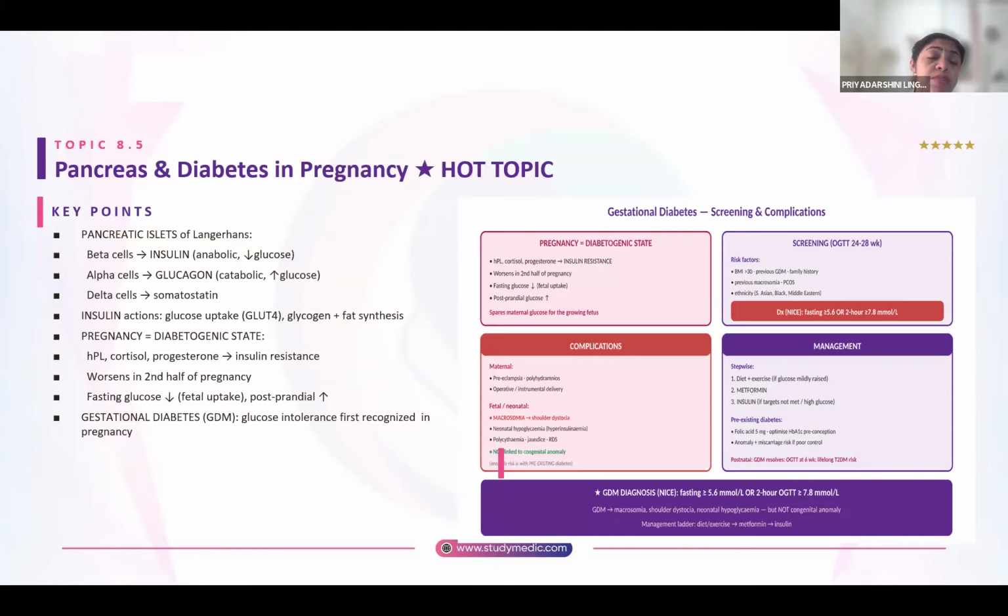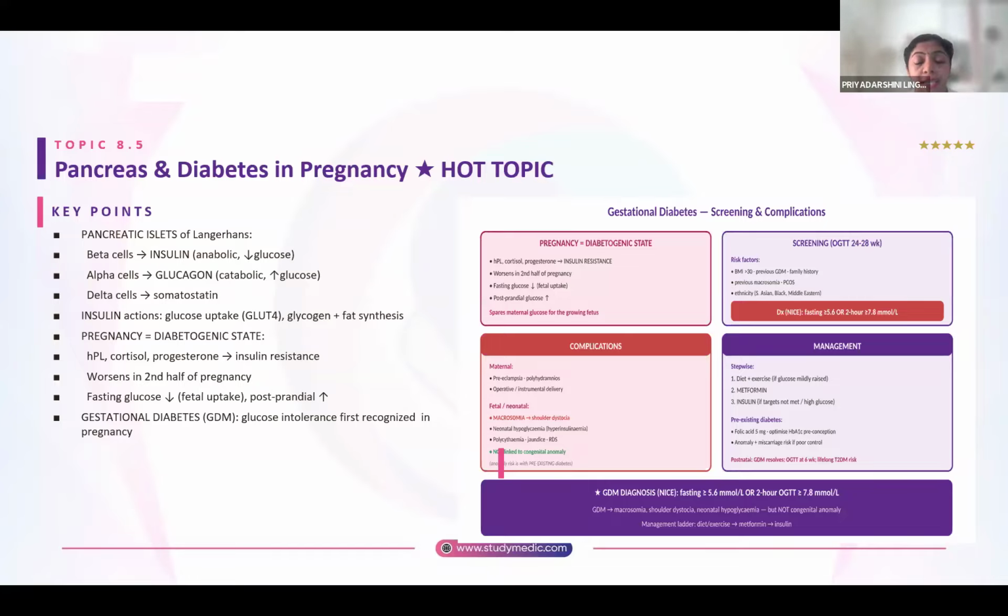Now coming to the management options. How are you going to manage them? You start with diet, you start with lifestyle changes, you see how the woman is responding. If they are responding with metformin, the last option is going to be insulin. You start off with insulin earlier on itself if the woman is non-compliant or metformin is not working for her.